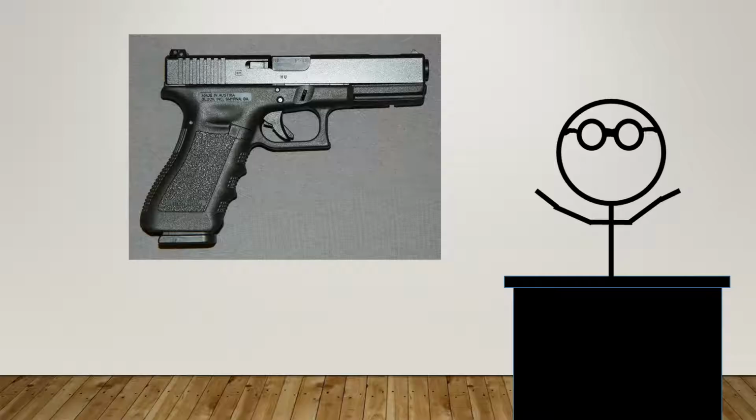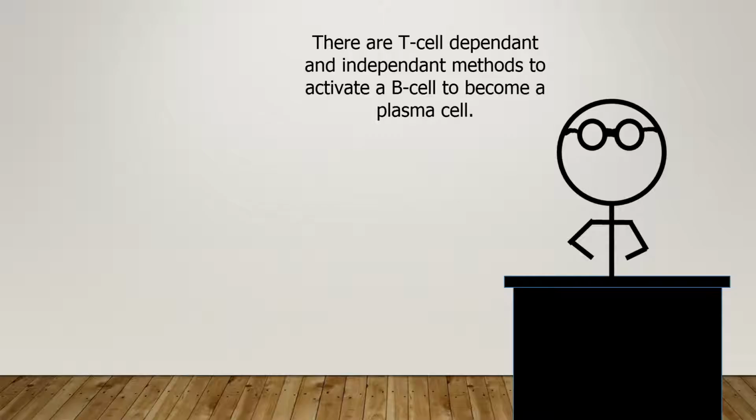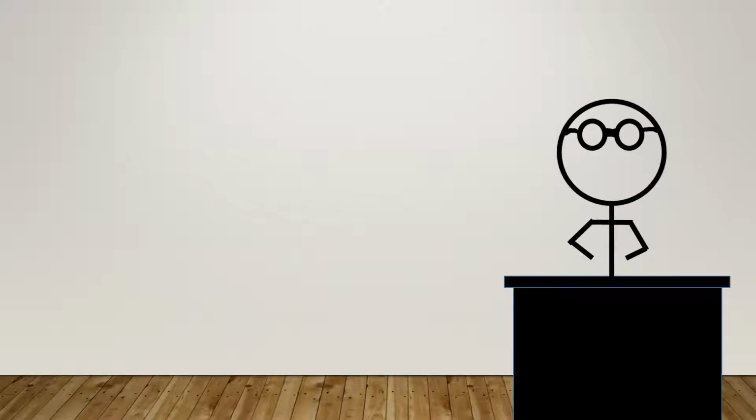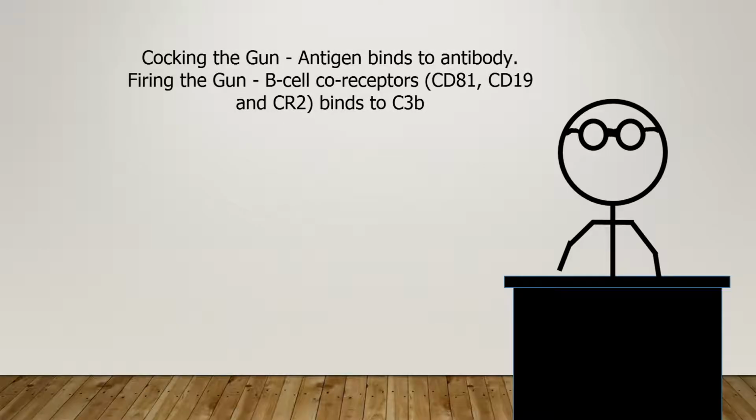Antibody binding alone is insufficient to activate and induce production of a plasma cell. In order to activate, a B cell needs to interact with either a T cell or a separate B cell specific receptor family that needs to be activated in order to induce maturation of the B cell into a plasma cell. So this T cell independent method requires an antibody to bind not only to the antigen, but a B cell co-receptor triad of CD81, CD19, and CR2 has to then bind to C3b in order to stimulate that B cell to activate.